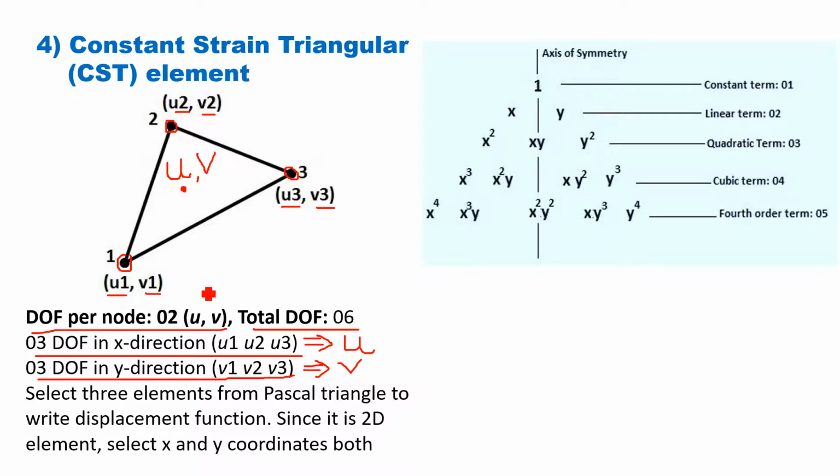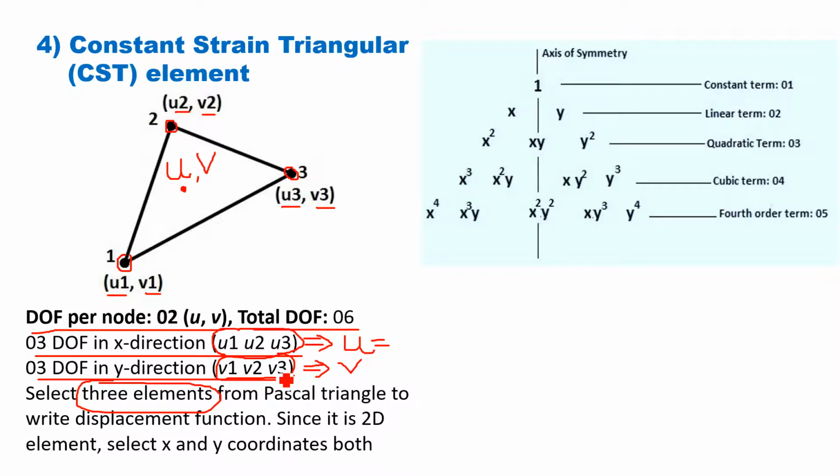Okay, so this is the Pascal triangle. Now understand, to write down the displacement function u, we have to use 3 elements from the Pascal triangle, because degrees of freedom in x direction are 3: u1, u2, u3. And similarly 3 elements we have to use to represent the displacement v, because unknowns are v1, v2, v3. So now 3 elements we have to select.